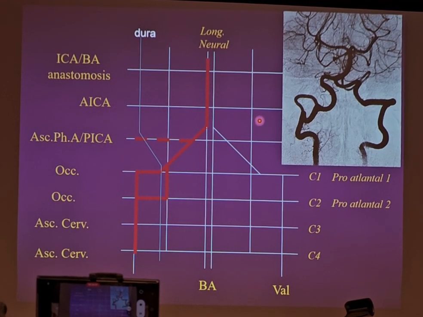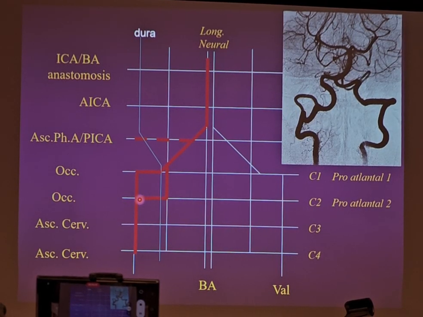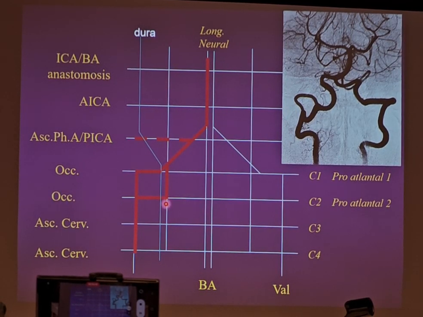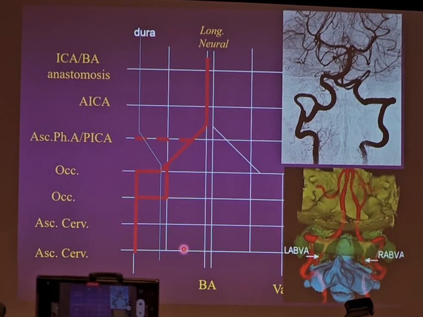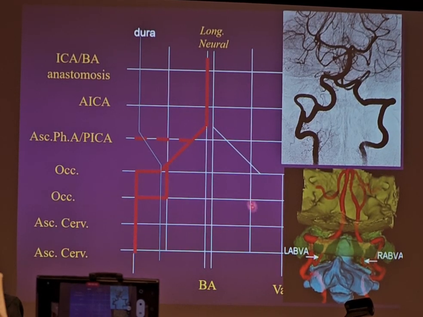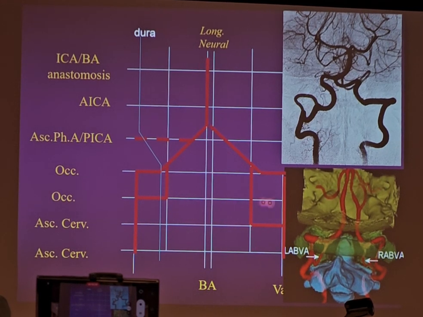What is this hole? This hole is just a persistent channel that exists there and can be drawn in a diagram like this. And it can be even bilateral. This one extends down to the C2 level for the hole, and on the right side it is only at C1, C2. This is coming down to C3 level.